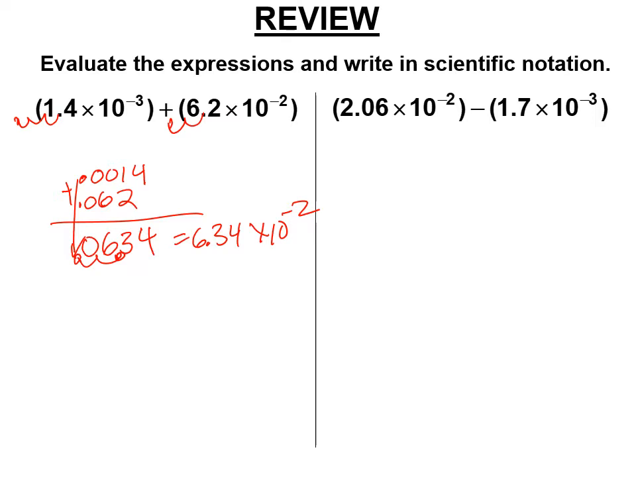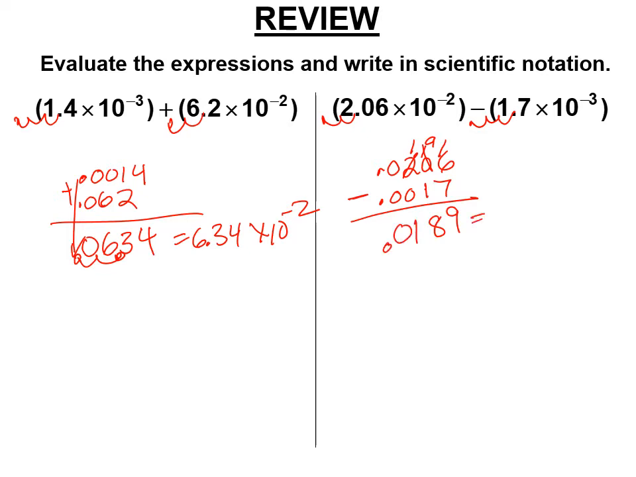We're subtracting here. 1, 2, 0.0206 minus 1, 2, 3. So 0.00. I went too fast. 3 moves, 2 zeros, yes. Borrowing. 9810. 0.019 is 1.89 times 10 to the negative second power.